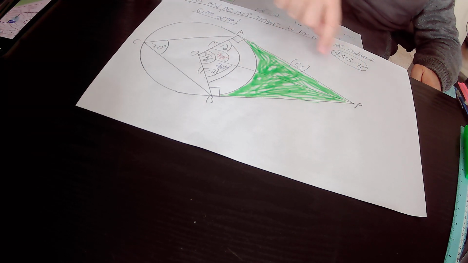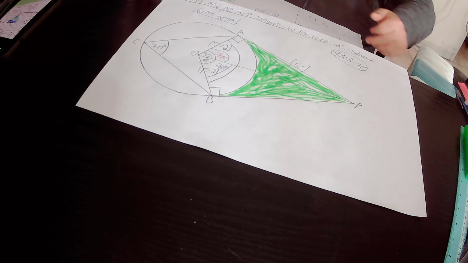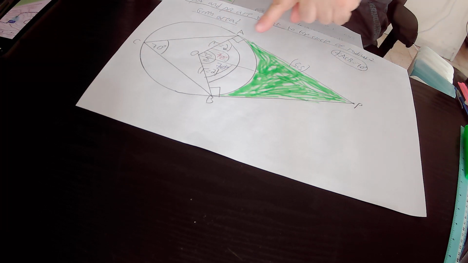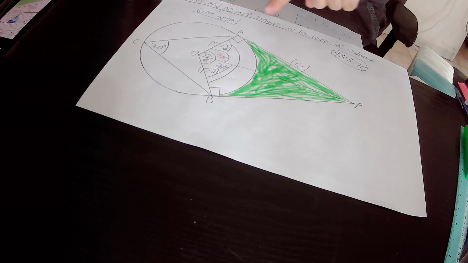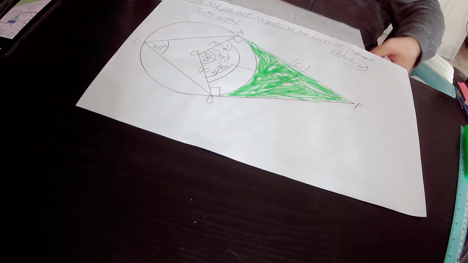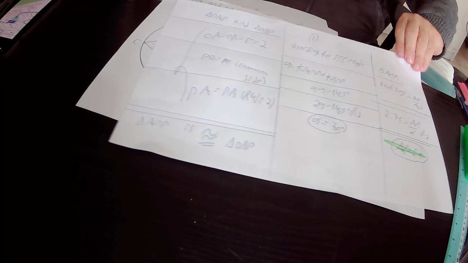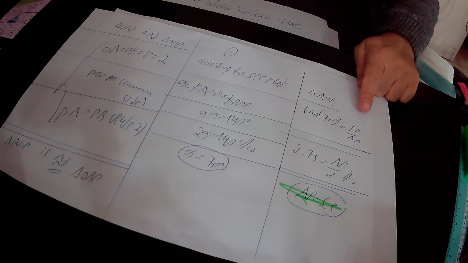In the next step, we focused on the right upper triangle AOP. What is the value of tangent 70 degrees? It is very easy to see that in this right triangle AOP, tangent 70 degrees equals AP over AO.